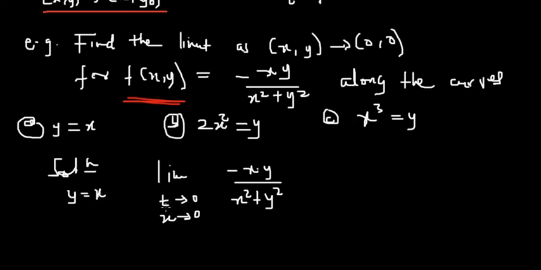Because I initially stated that t is approaching 0, it means that s is also approaching 0. So from here you can notice that we have minus t multiplying t divided by t squared plus t squared. That's why I initially stated that t is going to 0, and then it means that x is also going to 0. And since we have y is equal to x, it means that y is equal to t, okay?